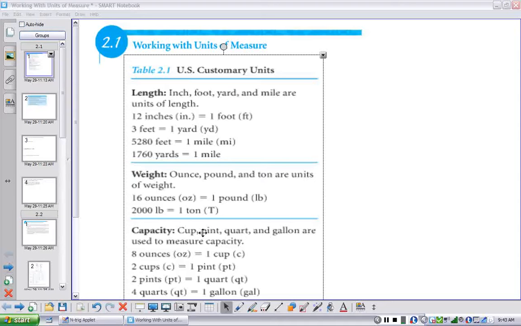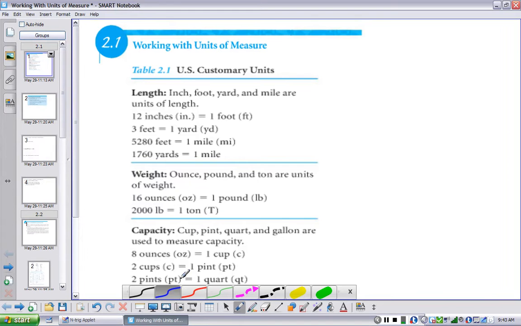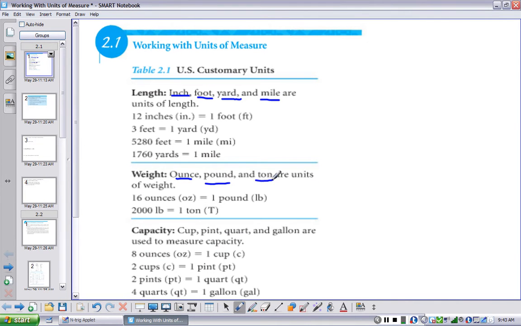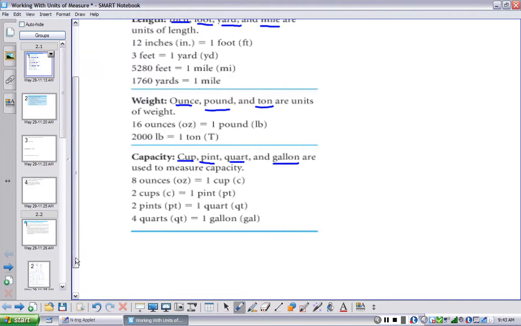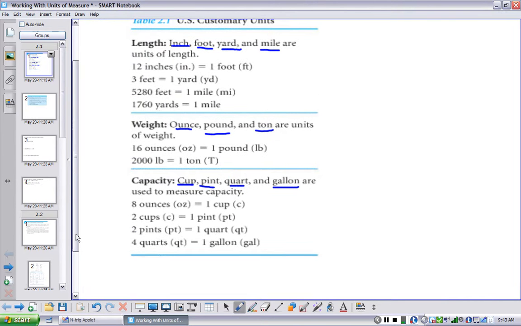Section 2.1, working with units of measure. In the United States, we have different units of measure. For length, we have inch, foot, yard, and mile. We also have units of weight: ounce, pound, ton. And capacity: we have the cup, the pint, the quart, the gallon. And these are what we use in the United States of America.